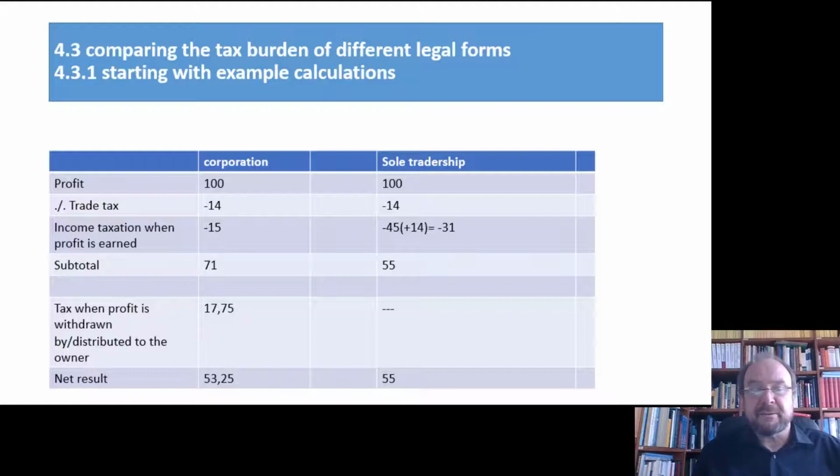In case of a sole tradership, you would again have a profit of 100. 14% would be trade tax on the assumption that 400% is the multiplier. Let's assume you are in the very top bracket of the income tax tariff, then you would have to pay 45% tax. You would get the 14 trade tax credited, so you pay an additional 31. Your net result is 55.